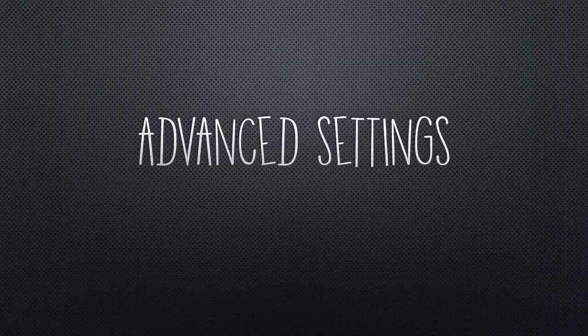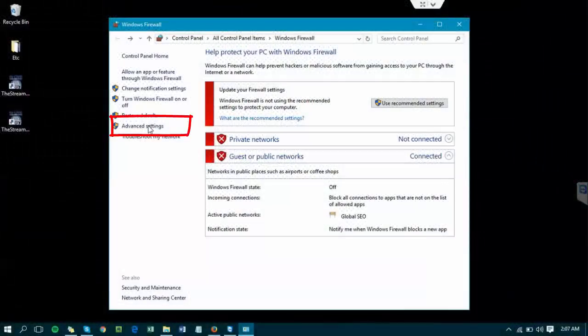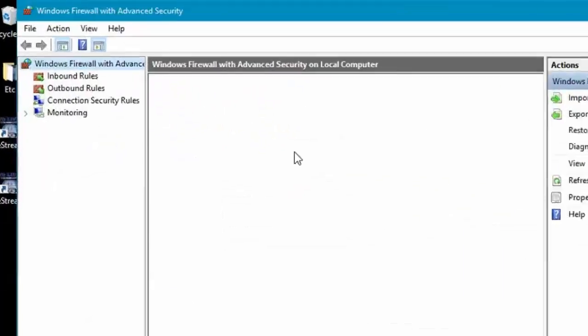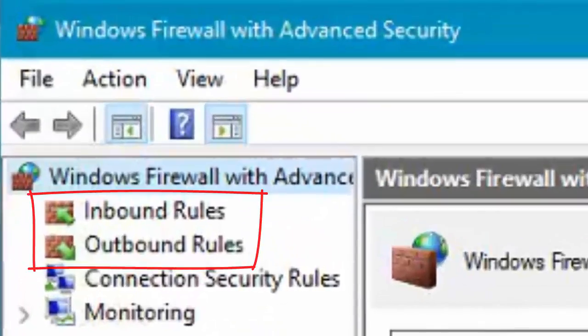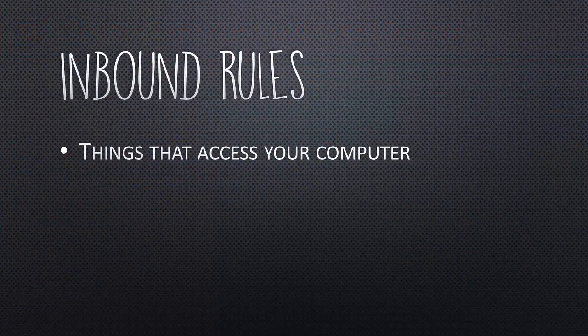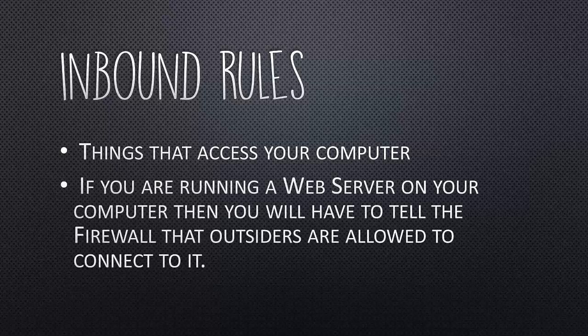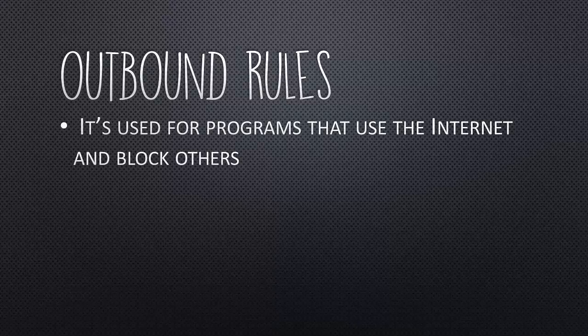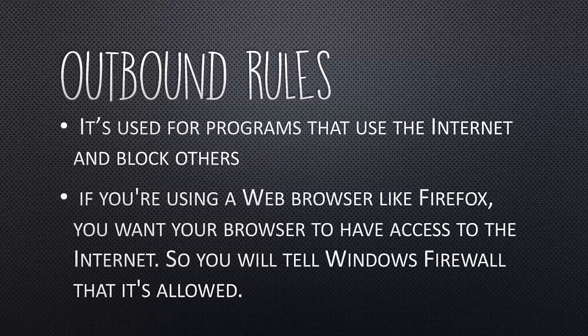Let's check the advanced settings. In the advanced settings page, you will see inbound rules and outbound rules on the left part of the screen. Please note that inbound rules have something to do with other things accessing your computer. If you're running a web server on your computer, then you will have to tell the firewall that outsiders are allowed to connect to it. Meanwhile, outbound rules are used for programs that use the internet and block others. So typically, if you're using a web browser like Firefox, you want your browser to have access to the internet. So you will tell Windows Firewall that it's allowed.